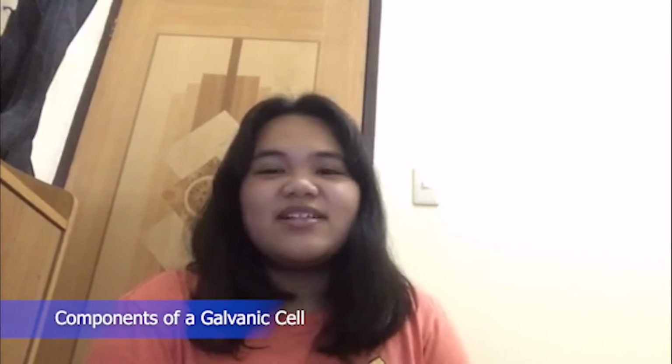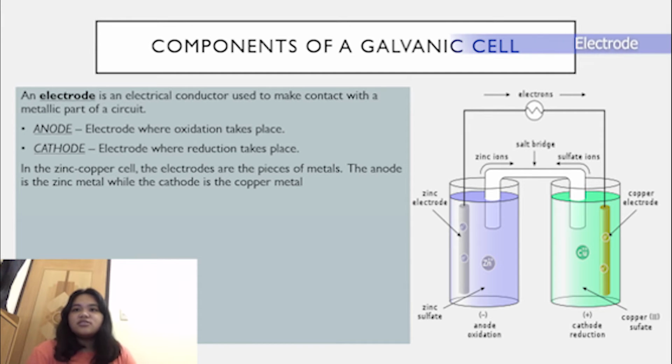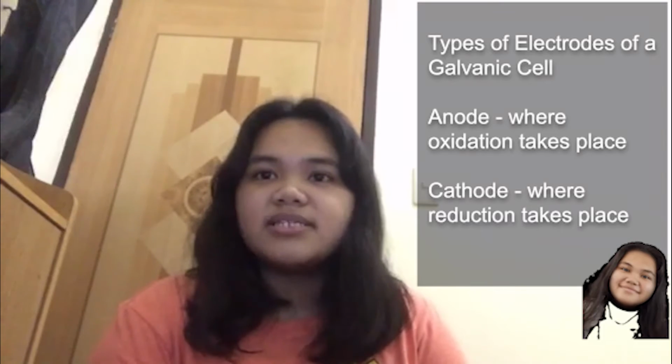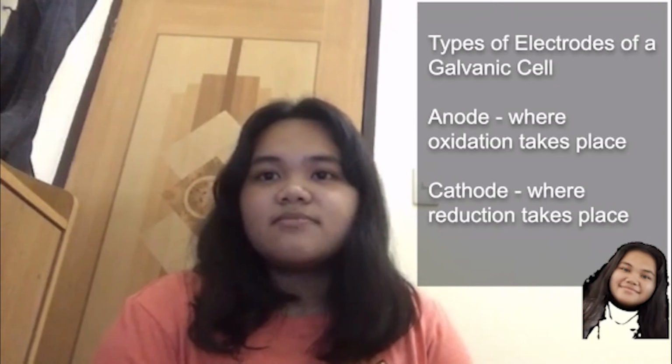The components of a galvanic cell. First is an electrode. It is an electrical conductor used to make contact with the metallic part of a circuit. This is responsible for the electron exchange between cells. Anode is the electrode where oxidation takes place, and cathode is the electrode where reduction takes place.